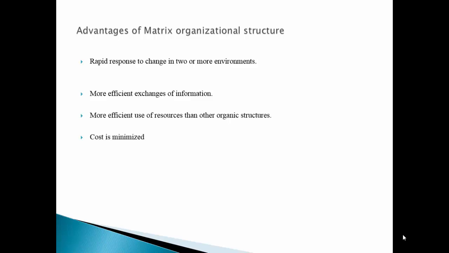Now we discuss the advantages of matrix organizational structure. The cardinal advantage of matrix organization structure is that it facilitates rapid response to change in 2 or more environments. Matrix structure permits the effective exchange of information as they are flat structures. In addition to speed and flexibility, matrix organization may result in a more efficient use of resources than other organic structures.